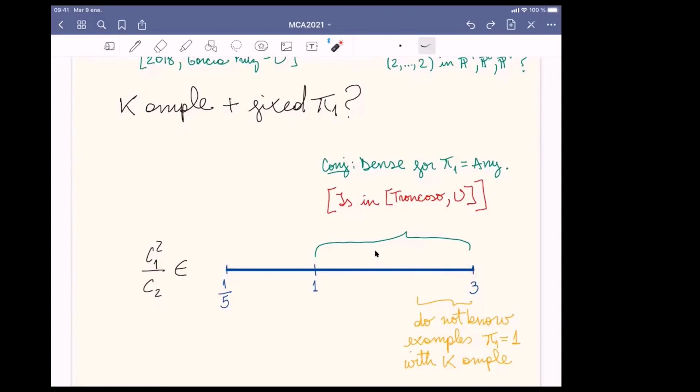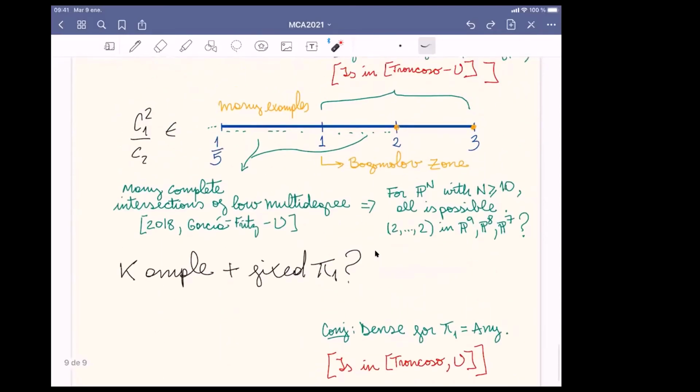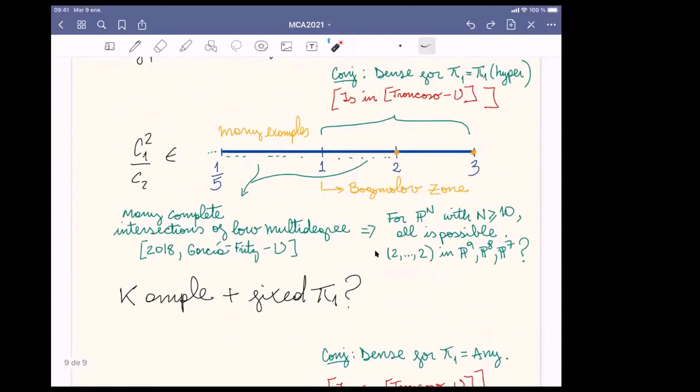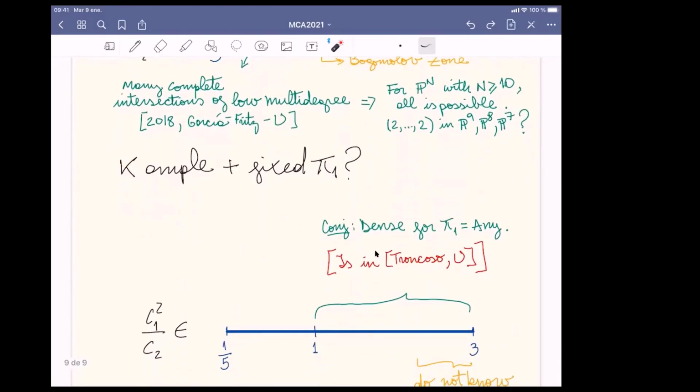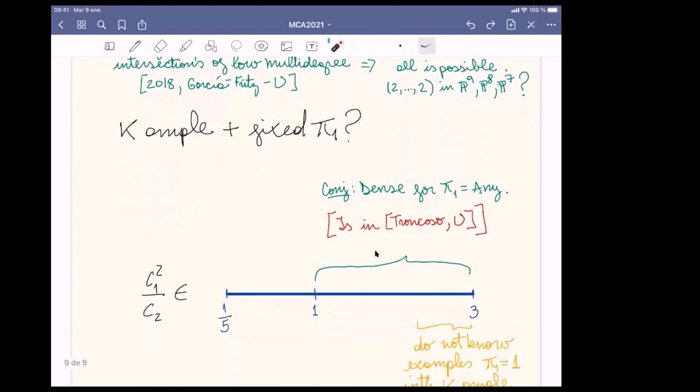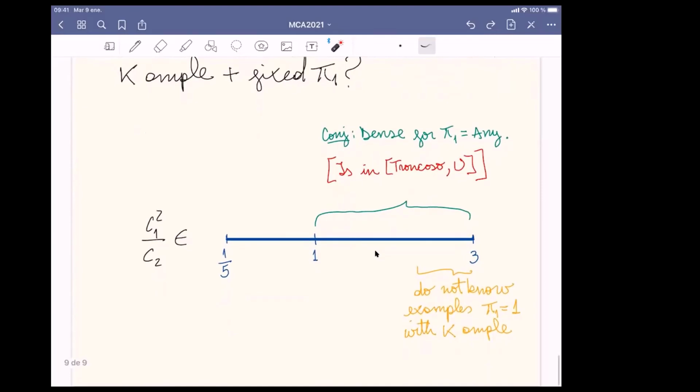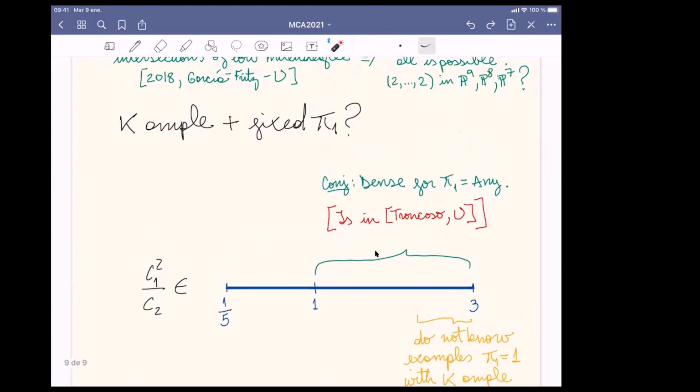So we don't know. But the similar detail that I was telling you about in here to solve this conjecture applies to this other one. So it might be possible to prove using that they are actually dense between 1 and 3 for any fundamental group, fixed fundamental group. Okay, that was my talk.